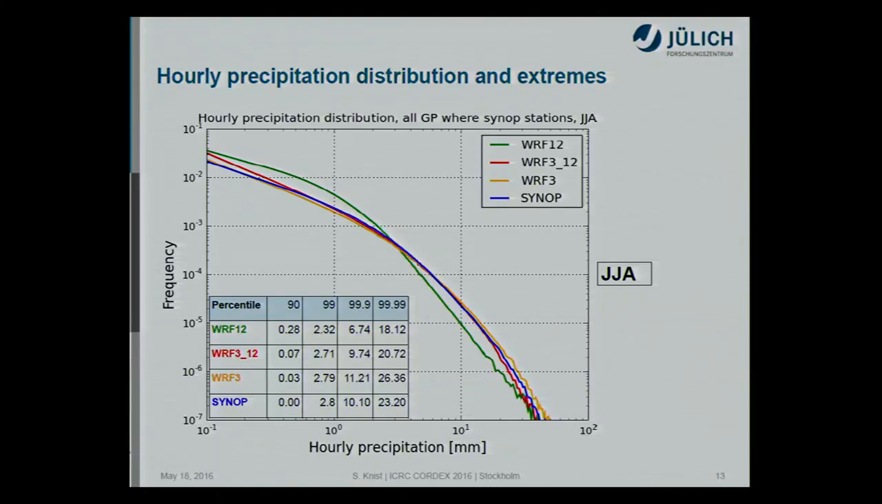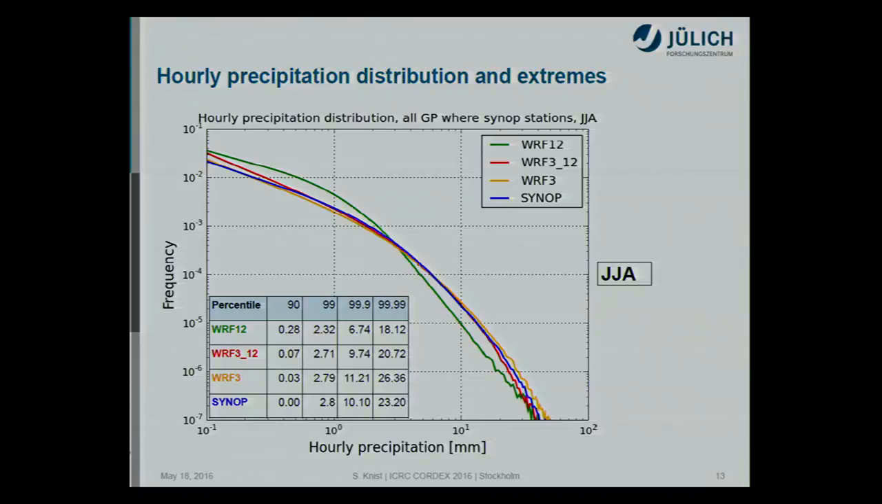Here again, the blue curve indicates the observations, the green one the 12 kilometer, and the yellow one the 3 kilometer. And you can see that the wet bias in the 12 kilometer resolution mainly results from too much light precipitation, whereby the heavy precipitation events are underestimated. And here again, the 3 kilometer, even interpolated on the 12 kilometer grid, performs much better.